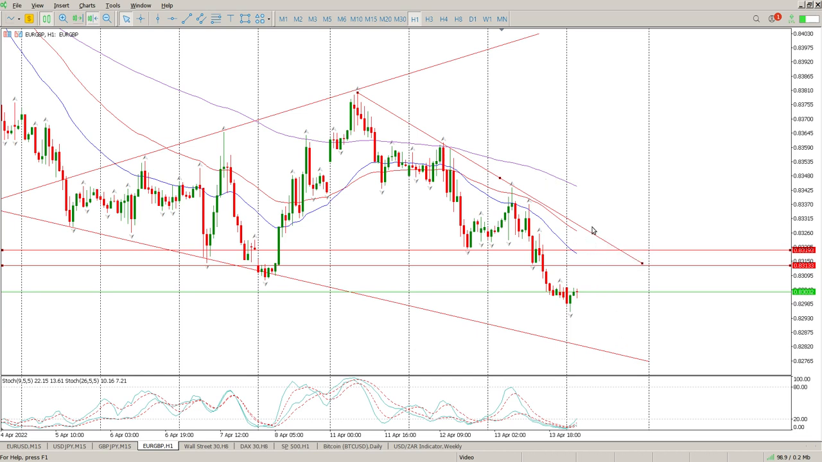We get above that trend line and find support above it, all bets are off. Then I'd wait for structure for a move to the upside. Anyway, that's kind of my view at the moment.